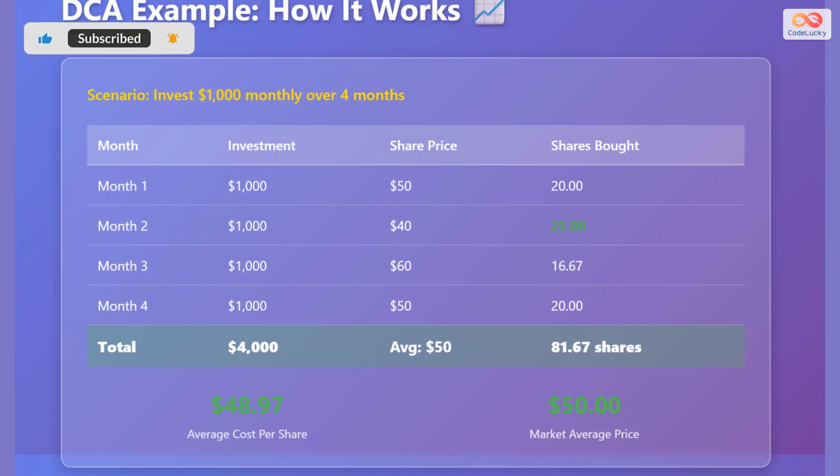Month 3 sees the price rise to $60, so you only get 16.67 shares. Finally, in month 4, the price returns to $50, giving you 20 shares again. After 4 months, you've invested $4,000 total and accumulated 81.67 shares. Here's the magic. Your average cost per share is $48.97, which is actually lower than the market's average price of $50. This mathematical advantage is the core benefit of DCA.